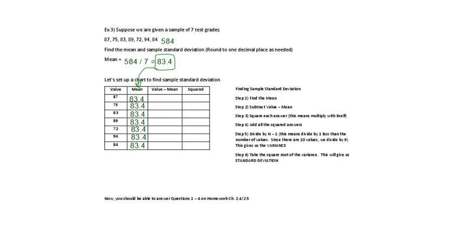Okay. So now the next step is to subtract across. So we will do value minus mean. So let's take a look at that. So first, 87 minus 83.4, that's equal to 3.6. Then 75 minus 83.4 is negative 8.4. We'll get that. There we go. 83 minus 83.4 is negative 0.4.